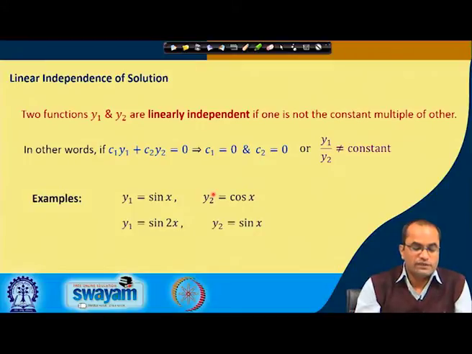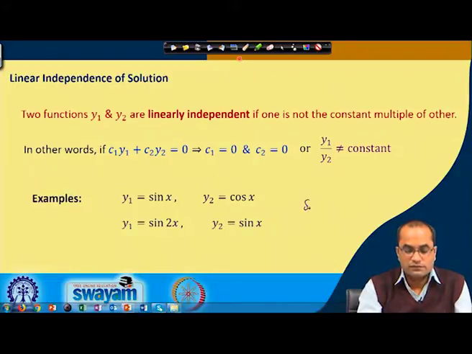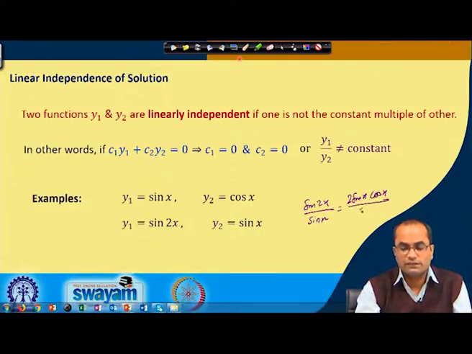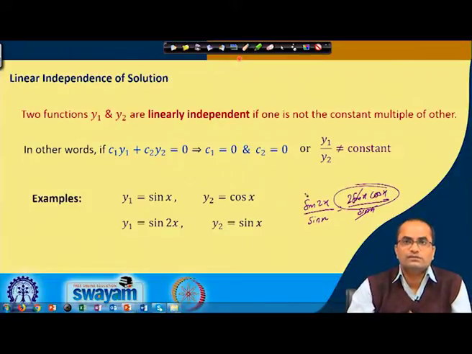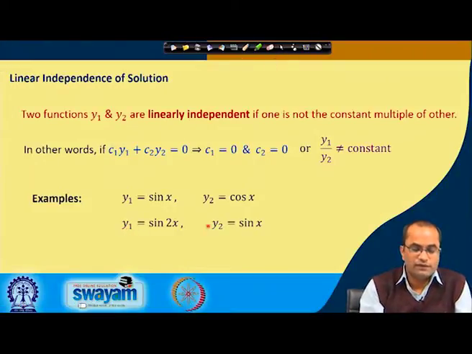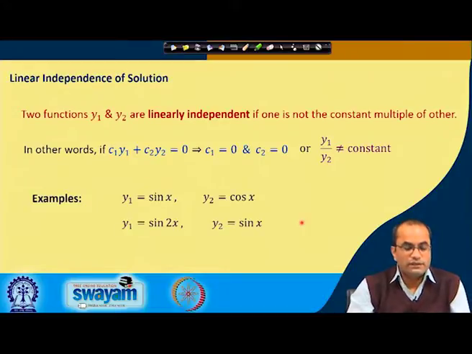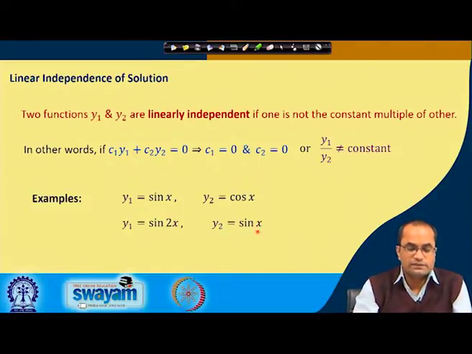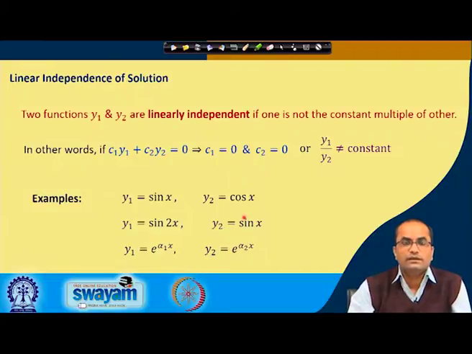Another example we can talk about is sin 2x and sin x. Here again we take the ratio, sin 2x over sin x, which is 2 sin x cos x divided by sin x. The sin x gets cancelled, and we have 2 times cos x, which is again not constant, and hence y1 and y2 form a linearly independent set. So sin 2x and sin x are linearly independent.